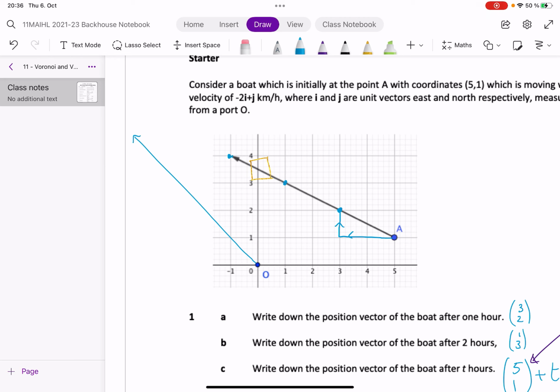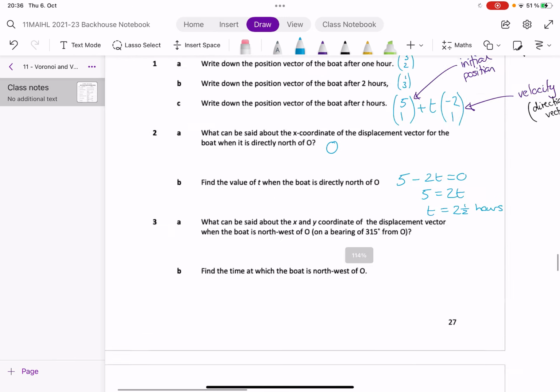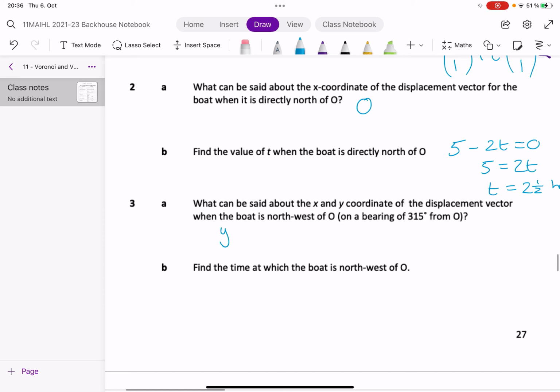And if we think about that, that is the line y equals negative x. And we know that the y coordinate will be the negative version of the x coordinate. So what we can say is that the y coordinate is equal to the negative version of the x coordinate.